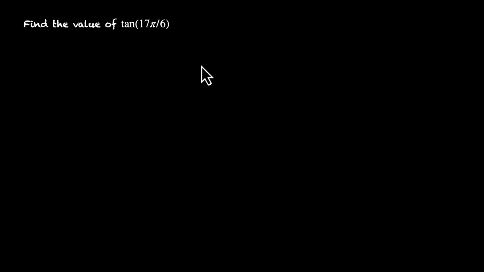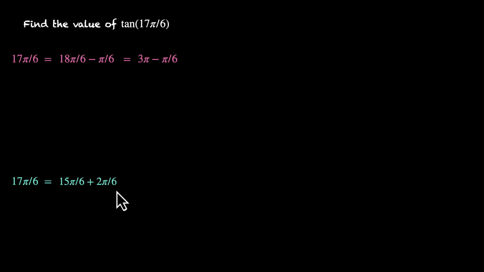Okay, so let's do that. We can break 17 pi by 6 down like this. That's equal to, we can take 18 pi. That's 18 pi by 6 minus pi by 6. So that's 3 pi minus pi by 6. But there's one more way to break. We can also do this. 17 pi by 6 is equal to 15 pi by 6 plus 2 pi by 6. 15 plus 2 is also 17.